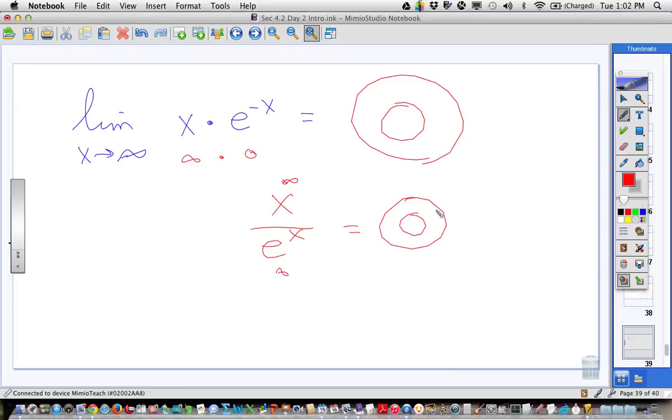But let's use L'Hopital's rule. L'Hopital's rule says, if you have infinity over infinity, you can do the derivative of the top, which would be 1, the derivative of the bottom, e to the x, and sure enough, now it's really easy to tell. As x gets big, the bottom's getting big, the top is just 1. So 1 over a really big number is, of course, 0. So that's how we could have used L'Hopital's rule. Turned it into an infinity over infinity. All right?